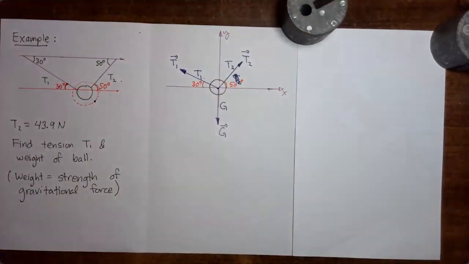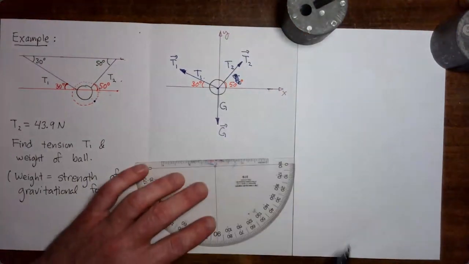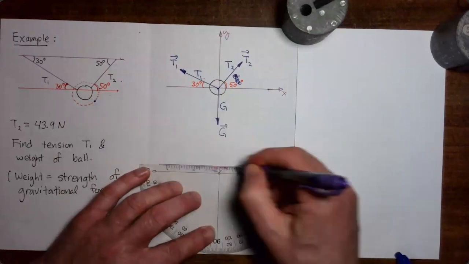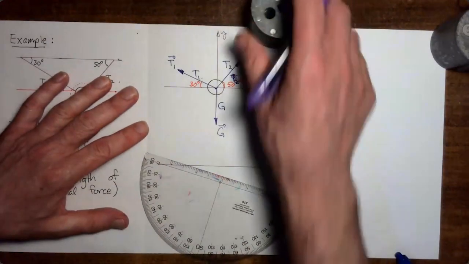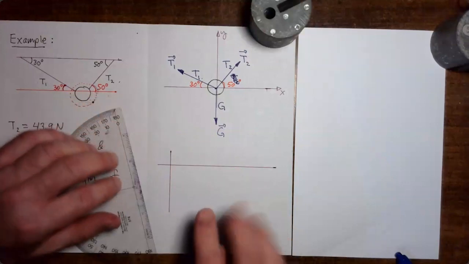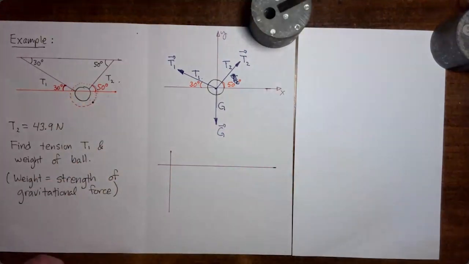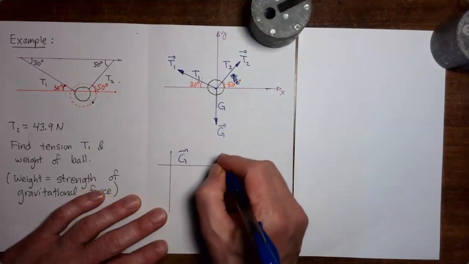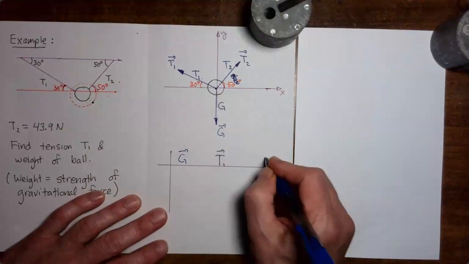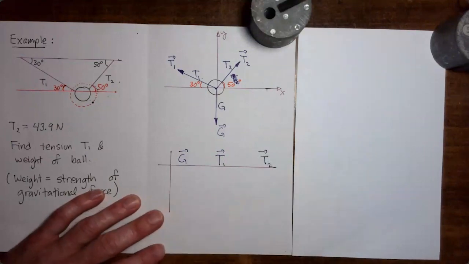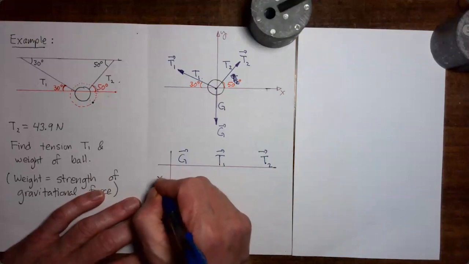Okay, so here's what the grid looks like. Actually, I'm going to do the grid down here. So here's what the grid looks like. Okay, so across the top of the grid, I'm going to list out the force vectors. So I have the gravitational force vector, and I have tension force 1, tension force 2. And for each of these vectors, I want to write down expressions for the x and y components of the vector.